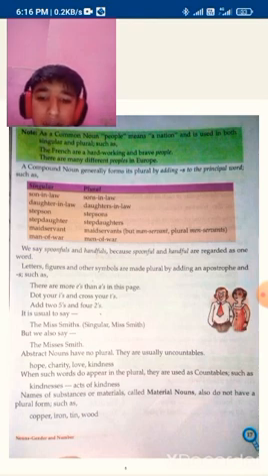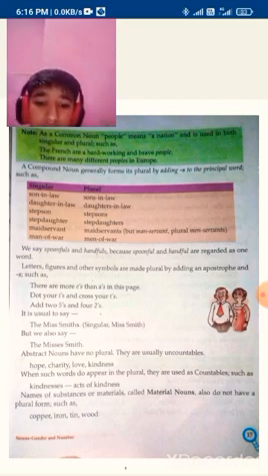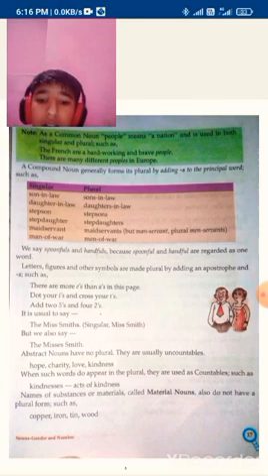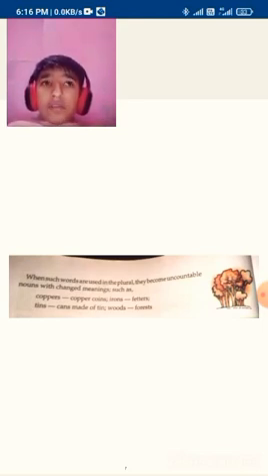They are usually uncountable: hope, charity, love, kindness. When such words appear in plural, they are used as countable, such as kindness, acts of kindness. Names of substances or materials, called material nouns, also do not have a plural form, such as copper, iron, tin, wood. If we add s to these, coppers is used for copper coins, irons is used for fetters, tins means cans made of tin, and woods means forest.